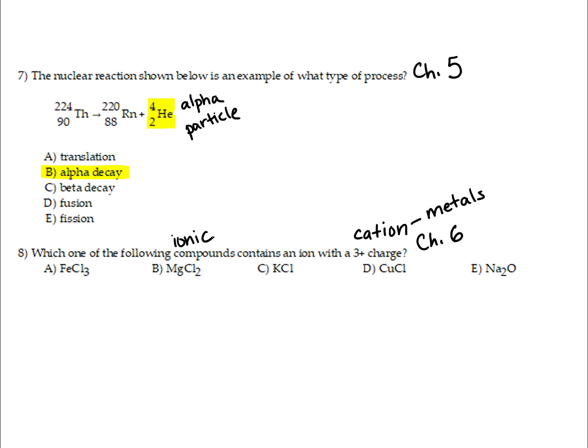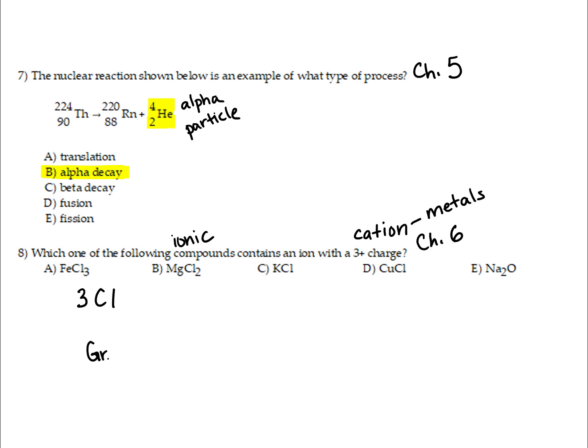Ionic compounds are made of ions. Go figure, right? So we need to look at the cation, which is the positive one, that's the metal, and the anion, and figure out the charges. In A, we've got 3Cl, that's chlorine, right? So it's the chloride ion. There's 3 of them.